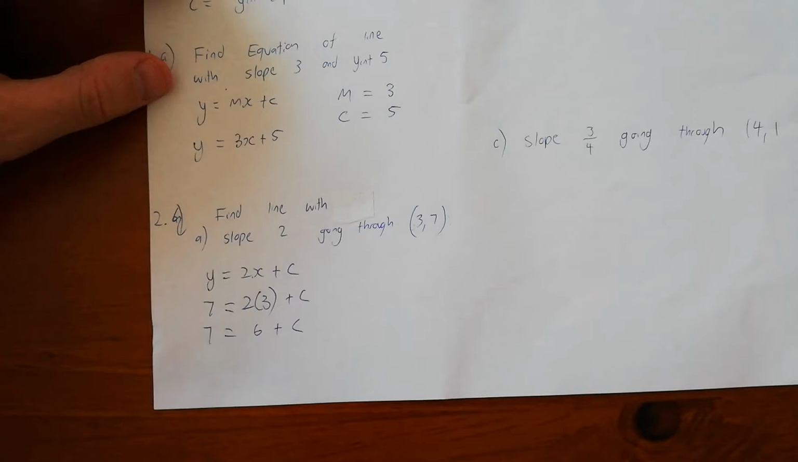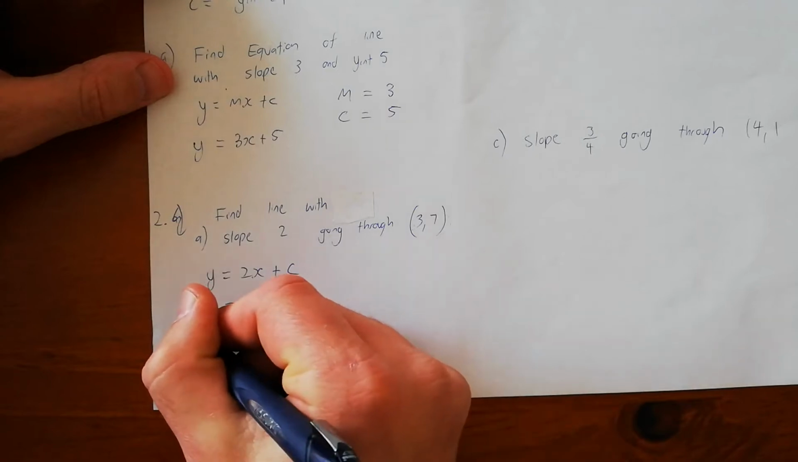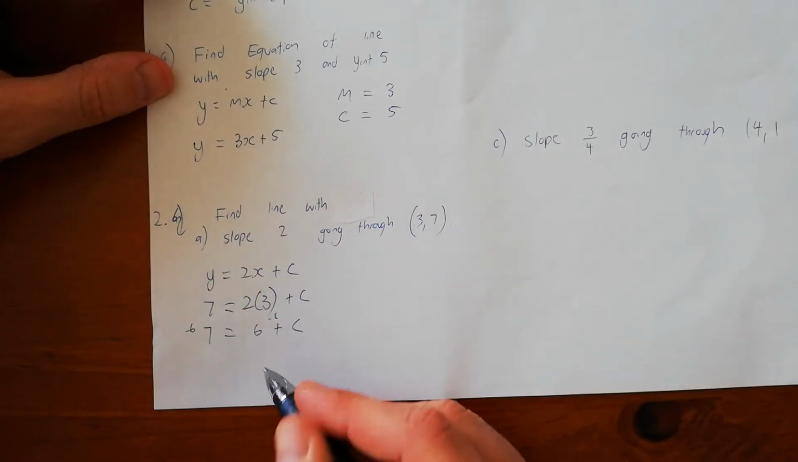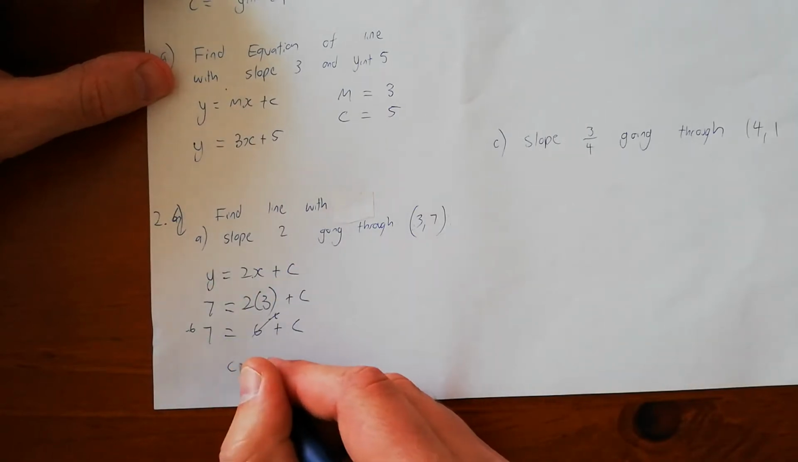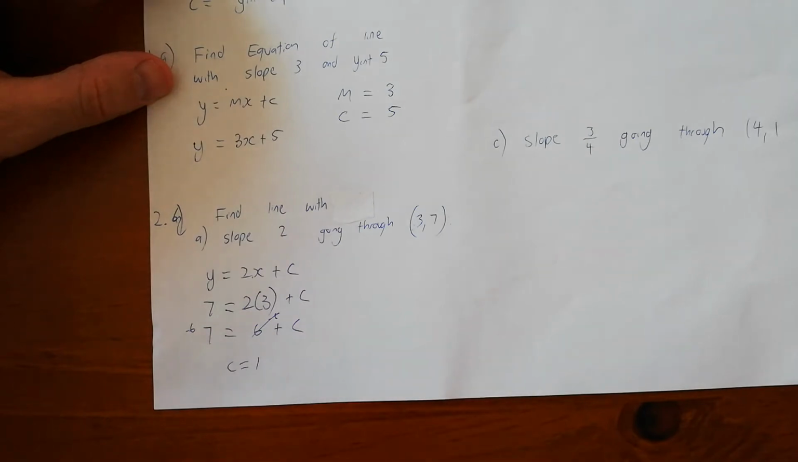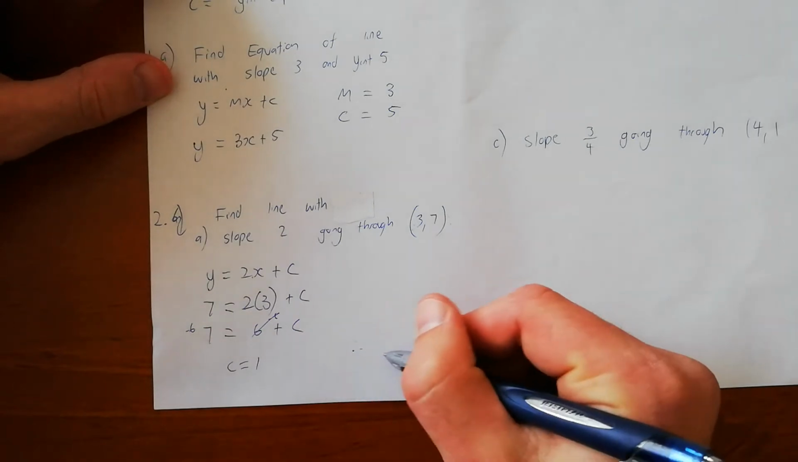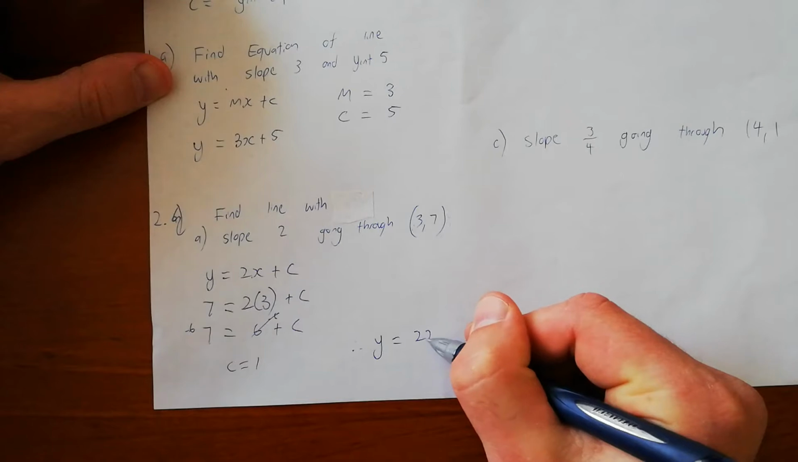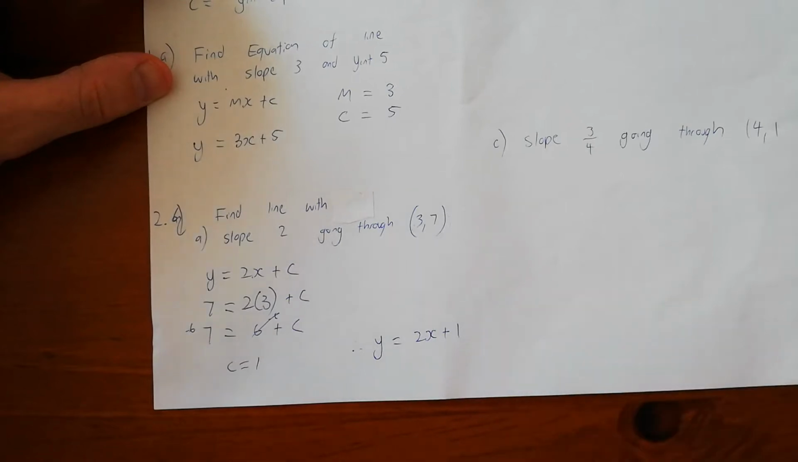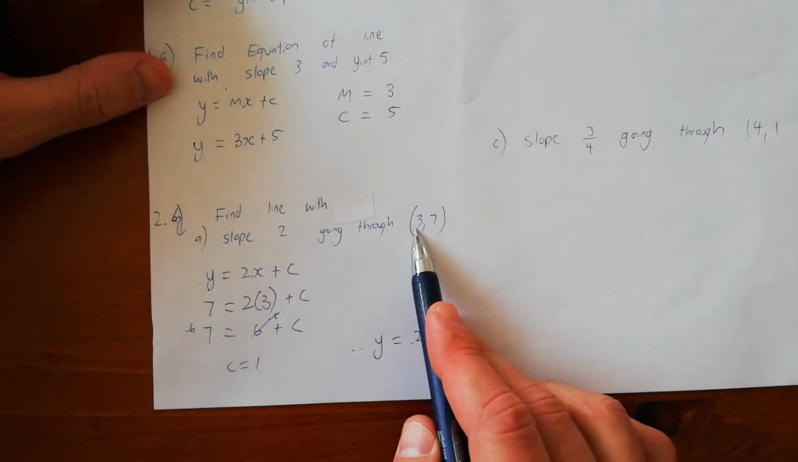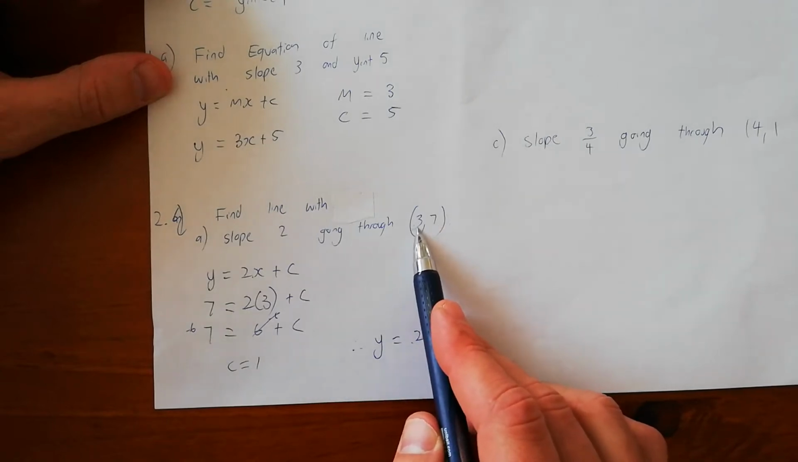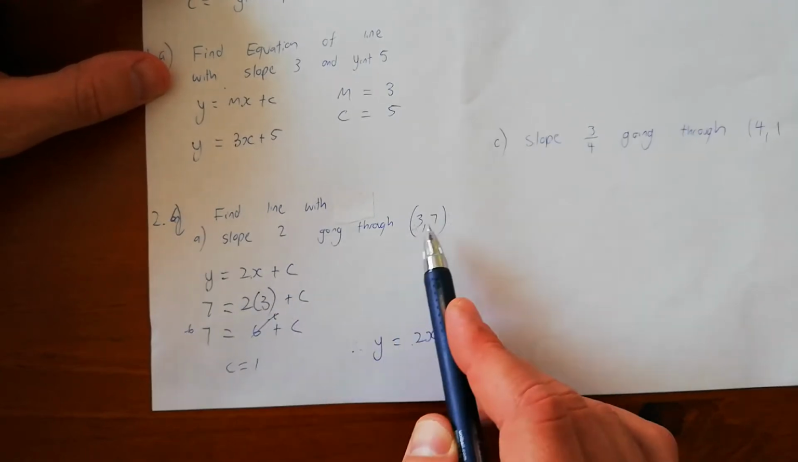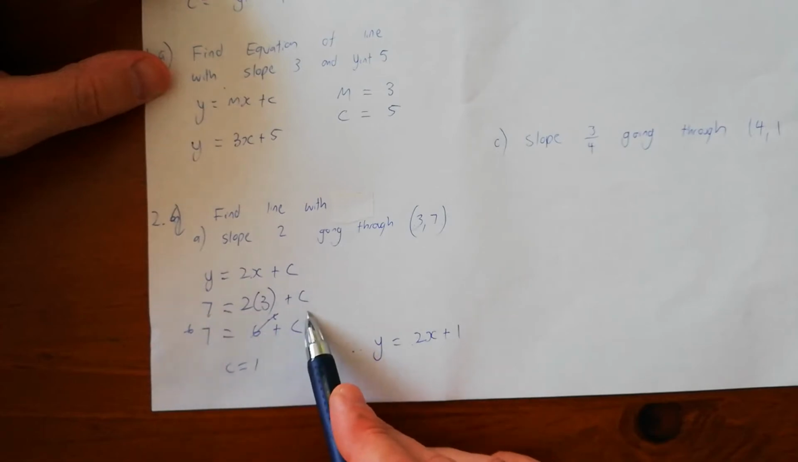Now we want to find the value of c. We're performing some algebra there, so we're going to subtract 6 from both sides. So I'll take 6 and take 6. That'll cancel, and we're left with c is 1. So the equation of this line is y equals 2x plus 1. All right, we were given m, and then we input that number. X is 3, y is 7, in order to find c.